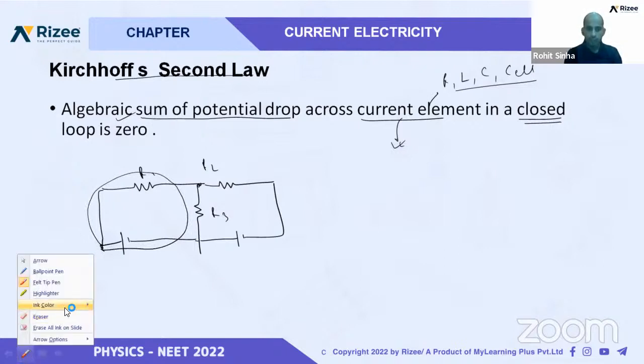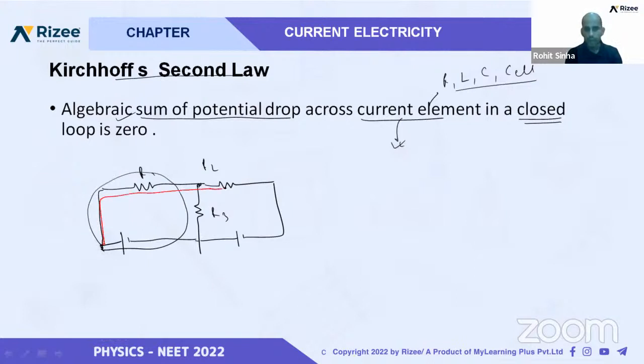Either we can move like this also, or like this also. Go here, go there, and you can move like this also. But you have to return to the same point. Then it is called a closed loop. Across a closed loop, if we add all those potential differences, the algebraic sum will always be equal to 0. That means if it is V1, V2, V3, then in this loop V1 plus V2 plus V3 will be equal to 0. You will take the algebraic sign and it will be 0.